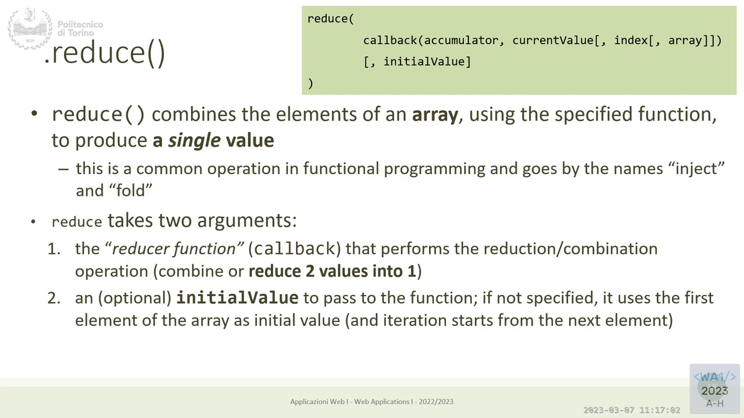Reduce is applied to an array, and the callback function contains at least two parameters. Second parameter is the current value, so each element that we are iterating on. And the other is the accumulated count, accumulated value.